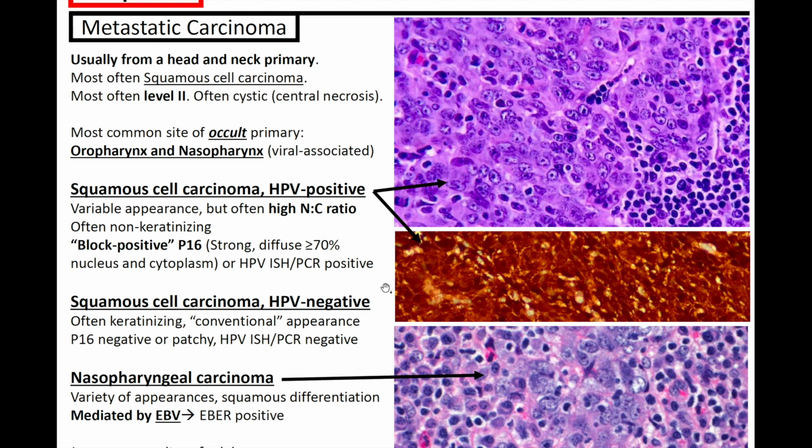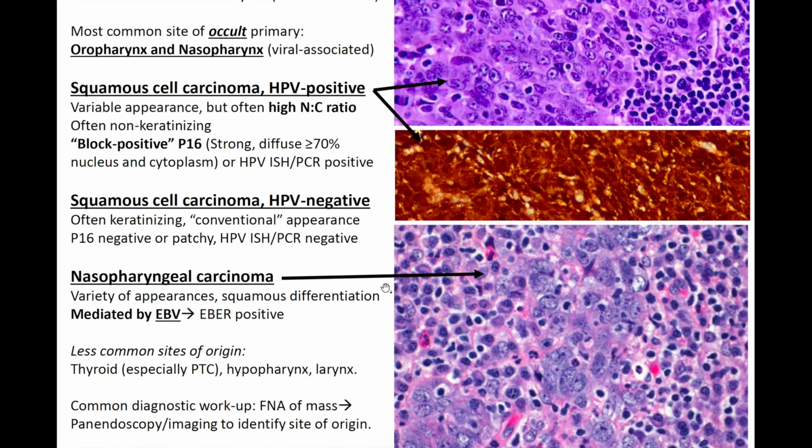Also, as I previously mentioned, you can have squamous cell carcinoma which is HPV negative, which is often keratinizing or has a more conventional appearance. And the P16 is going to be negative or patchy, so the HPV ISH and PCR is also going to be negative because it's HPV negative.